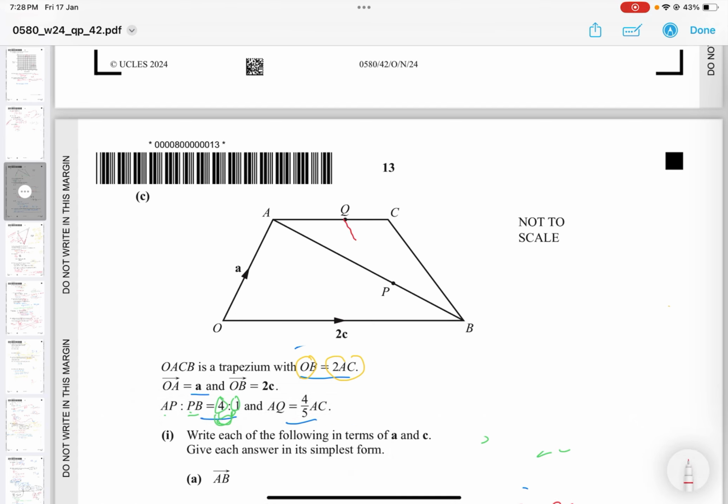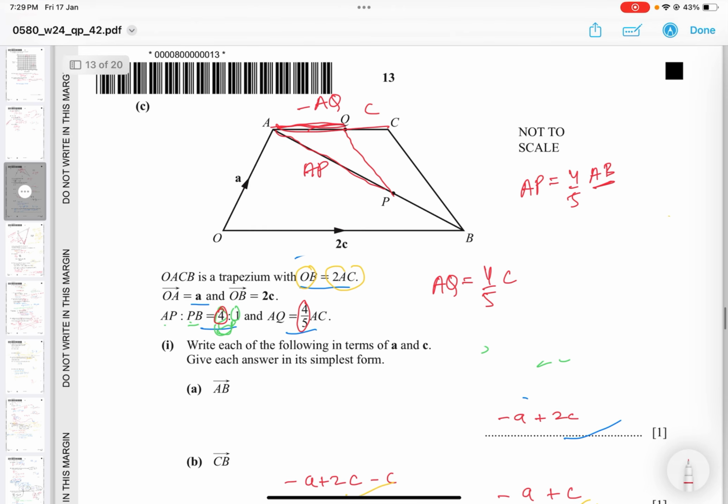Now we have to go from Q to P. We can do it like this: negative AQ, the opposite direction, and then add AP. AP would be again 4 parts out of 5 of AB. All right, you can put the value of AB. Now negative AQ. AQ is also given to us as 4 by 5 of AC. What was AC? AC was C. So AQ equals 4 by 5 C.